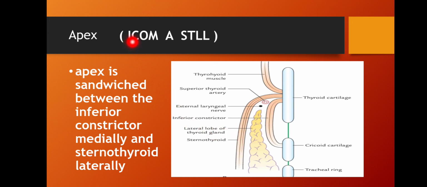How can you remember? ICMAS TL. IC stands for inferior constrictor, M means medially, A means apex, ST means sternothyroid, L means laterally. So the inferior constrictor is medial, in between there is the apex, and the sternothyroid is lateral. With this mnemonic you can remember the apex relations of the thyroid gland.